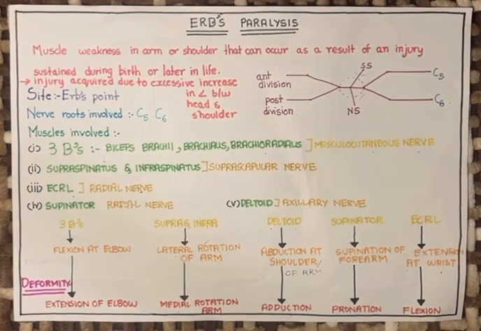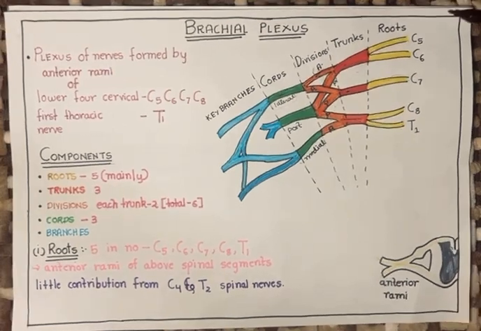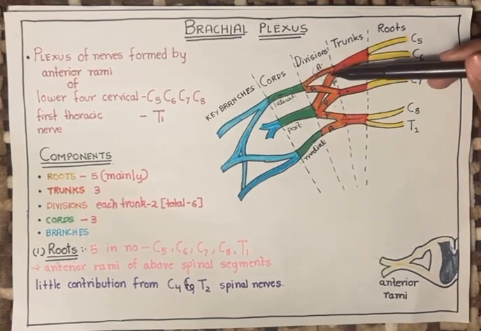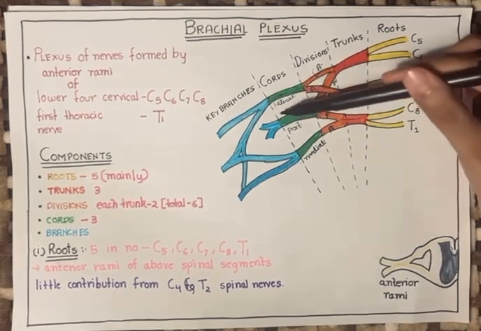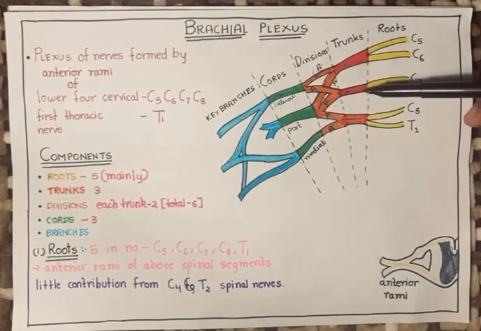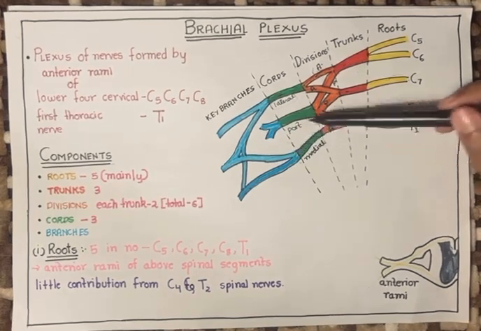Before proceeding with the muscles which get involved in Erb's paralysis, let us have a very brief recap of the anatomy of the upper trunk of the brachial plexus. As you can see in this sheet, here we have the nerve roots of C5 and C6 which fuse with each other in order to form the upper trunk. This upper trunk then divides into an anterior division and a posterior division. This anterior division of the upper trunk fuses with the anterior division of the middle trunk in order to form the lateral cord, whereas the posterior division of the upper trunk fuses with the posterior divisions of the middle and lower trunks in order to form the posterior cord.